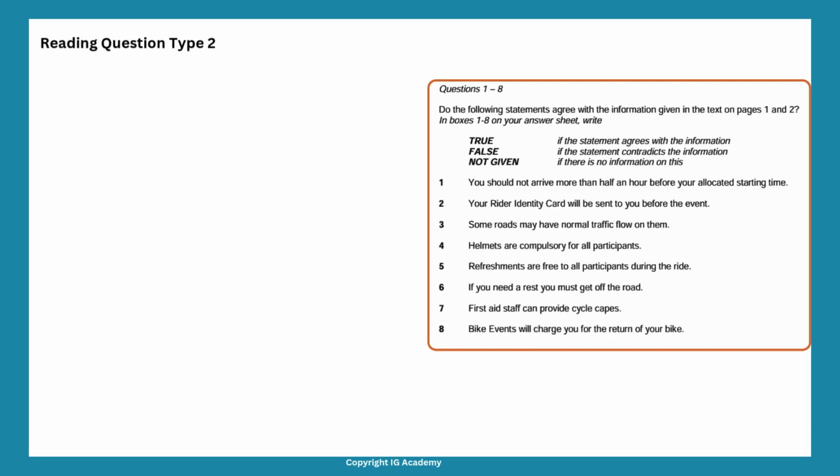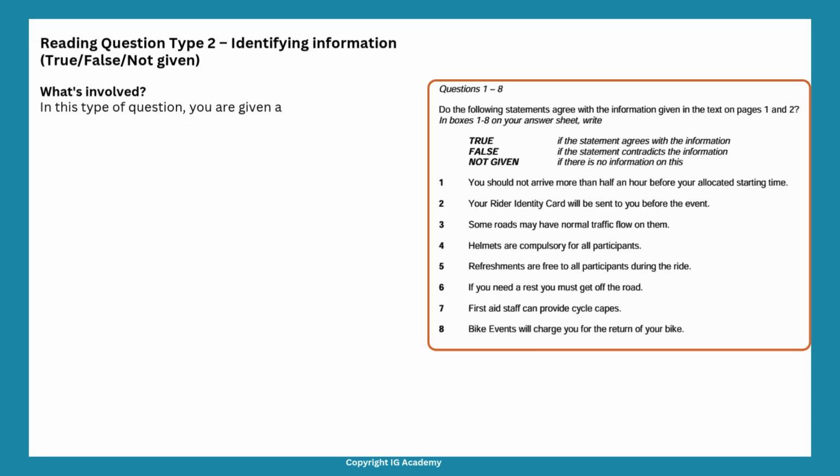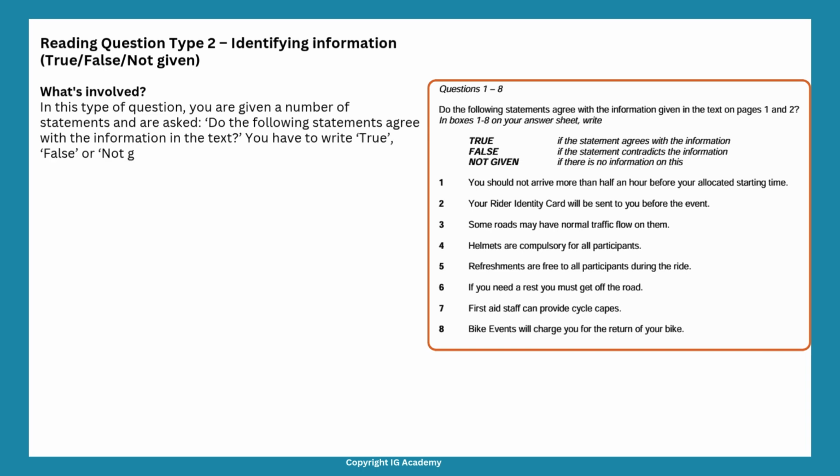Reading question type 2 is identifying information, which is true, false, or not given. In this type of question, you are given a number of statements and are asked, do the following statements agree with the information in the text? You have to write true, false, or not given in the boxes on your answer sheet.